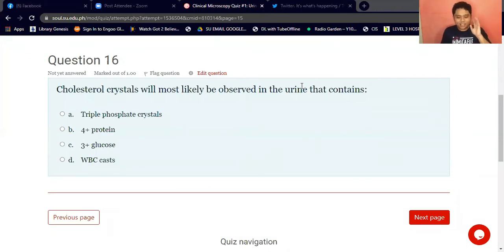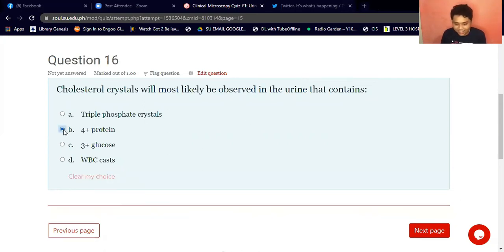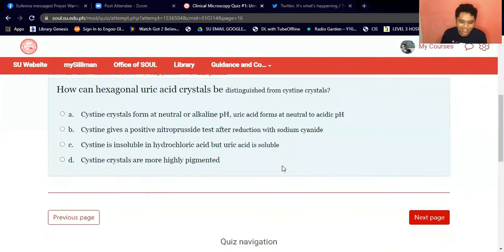Nephrotic syndrome. So therefore, if there are cholesterol crystals, you're expecting that the patient may have nephrotic syndrome. Another characteristic of nephrotic syndrome is proteinuria. So therefore, 4 plus protein. Because the very distinct sediment seen in patients with nephrotic syndrome, pathognomonic in a way, is cholesterol crystals. Keep coming back to nephrotic syndrome, guys. I'm highly emphasizing this. Alright?